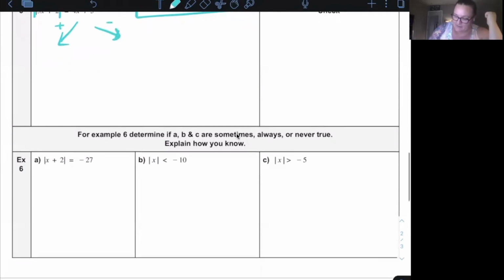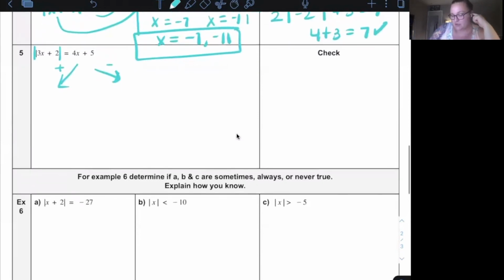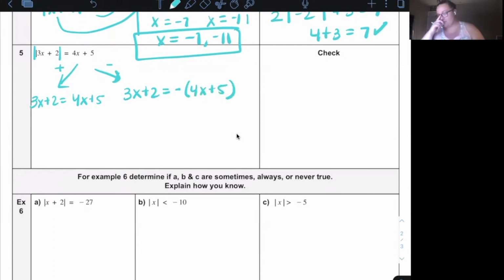So what you're going to have is, drop those absolute value signs. 3x plus 2 is equal to 4x plus 5. And then 3x plus 2 is equal to the negative of 4x plus 5. So do you see how I made what's on the right-hand side? I'm making it all negative. So now we have to distribute this negative before we can continue to solve.